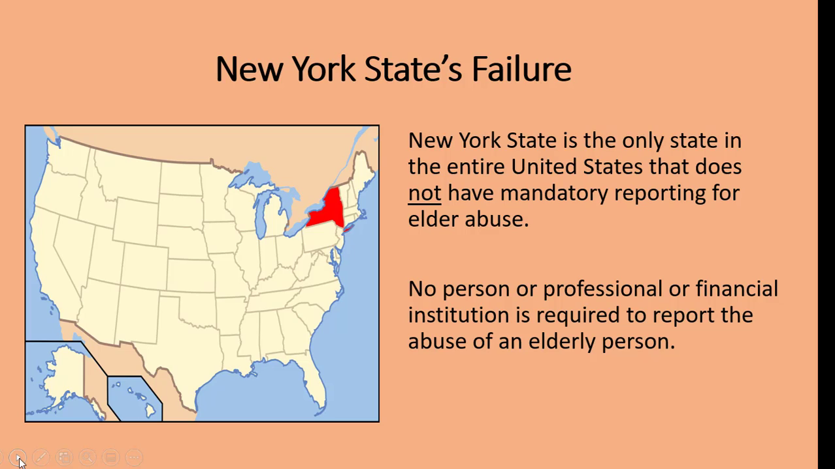I called this slide New York State's failure because to me it is really problematic that New York State is the only state in the United States of America that does not have mandated reporting for elder abuse. Of course, you remember we do have mandated reporters for child abuse. That means the state legislature has declared that certain positions, people who have earned certain certificates or licenses from the state of New York, have a requirement, a legal obligation to report child abuse or neglect. However, no such thing exists in New York State for elder abuse, even though every other state has created these laws.